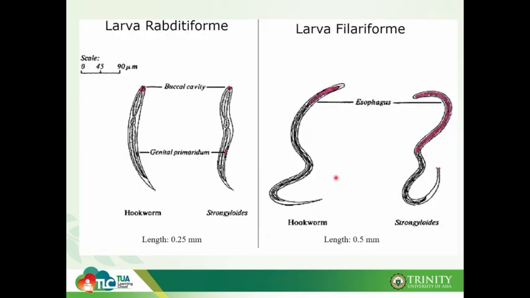What about the filariform? Can we also compare the two parasites? The answer is yes, we can. Just look at the esophagus. The esophagus of Strongyloides is longer. And the tail is notched. We have a picture later, but the tail of Strongyloides is notched compared to the pointed tail of hookworms.